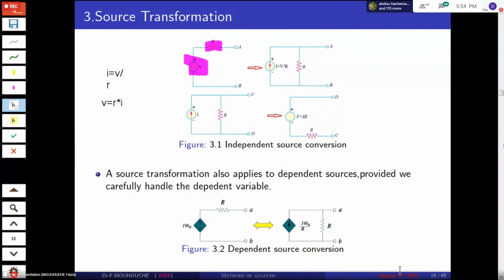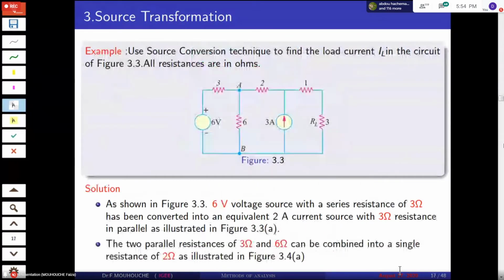Here we have a small example to show you how to use the source transformation. Example: use the source conversion technique to find the load current IL in the circuit of this figure. Of course, all resistances are in ohms. Our load is located here, so we try to get the current IL.